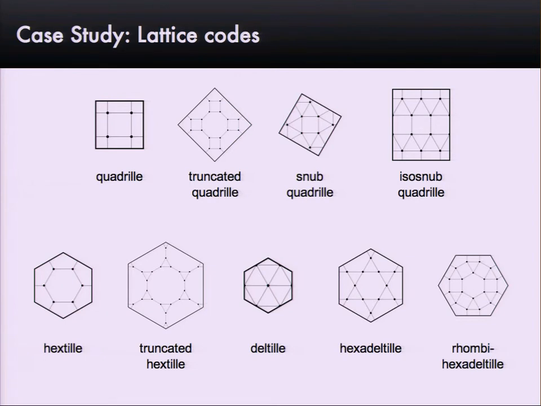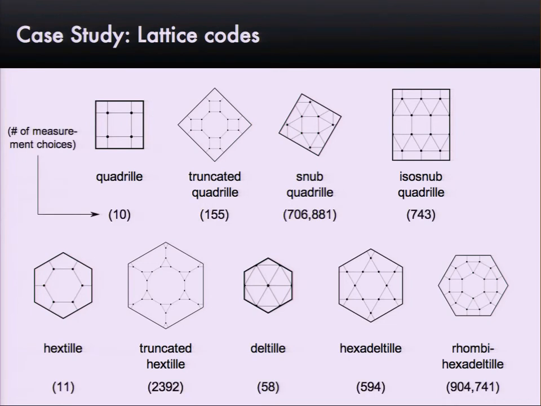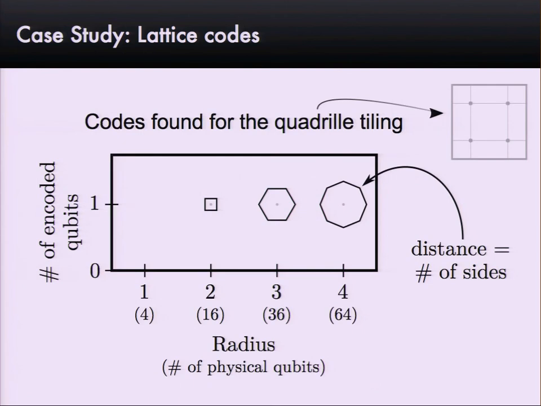We looked at 9 of the 11 regular tilings, or convex uniform tilings, as they are called. For each tiling, there was some number of possible measurement choices that did not depend on size. So we ran our simulations on progressively larger lattices constructed from these tilings, and then looked at the scaling properties of the code to see if this was a good tiling to use for codes or not. So this is what our data looked like.